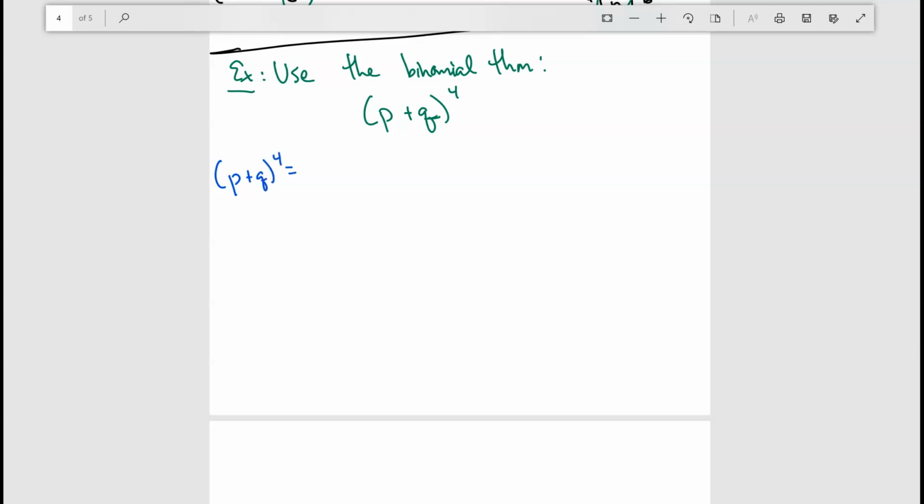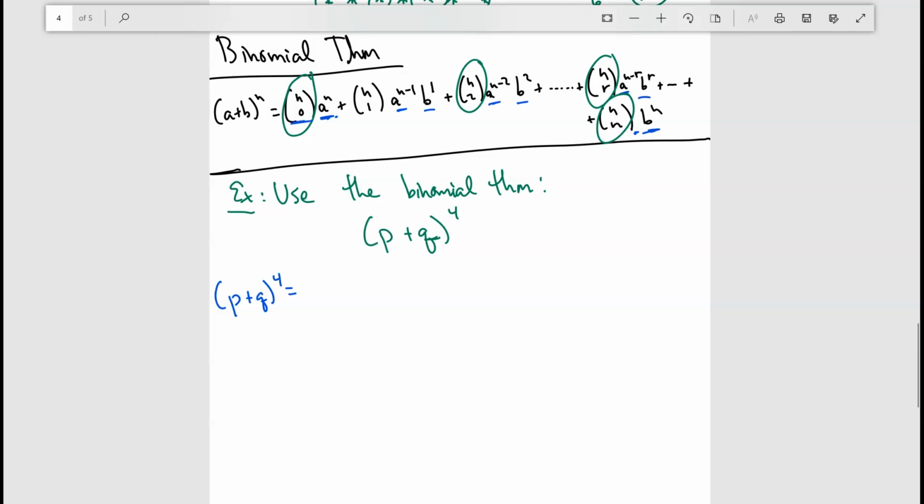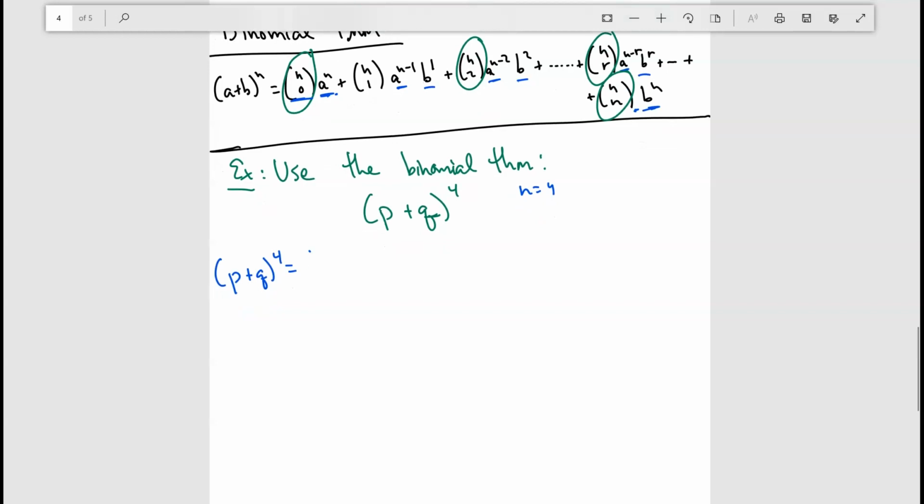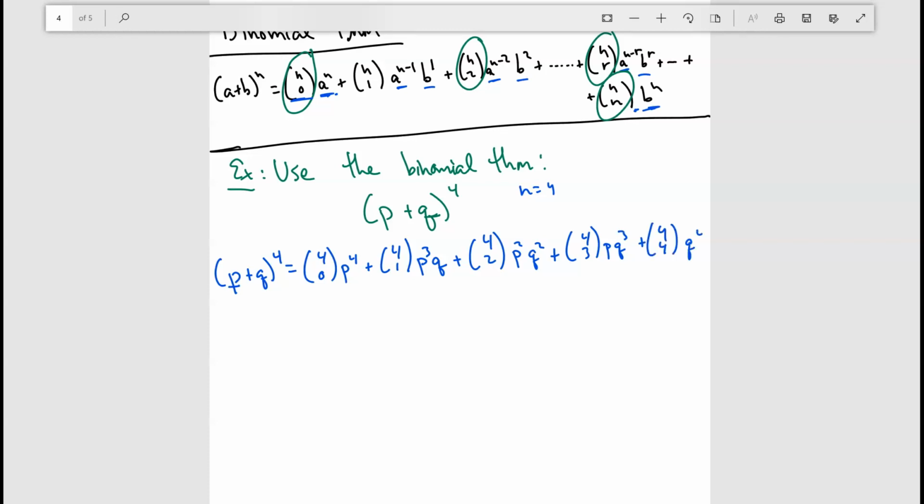Well, the first thing that it says is that I'm going to have n choose 0. n in this case is equal to 4. So I'm going to start off with 4 choose 0, and then I'm going to have p to the 4th, because I know that the first term is going to have a 4th power. Then I'm going to have 4 choose 1, p to the 3rd, and then a q. Then I'm going to have 4 choose 2, p squared, q squared. 4 choose 3, p q to the 3rd power, plus 4 choose 4, q to the 4th.